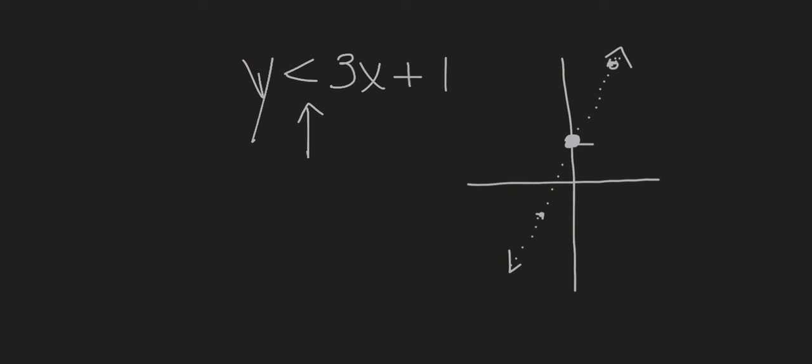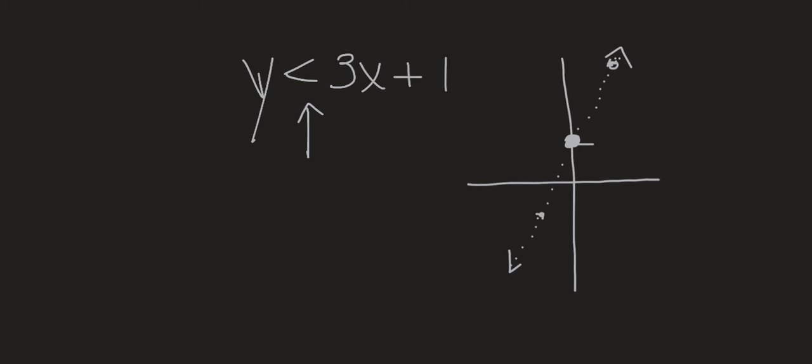All right. Now, in yesterday's video, Miss Sagala talked about how you needed to substitute 0, 0 in here, and then you were going to shade. If it was true, you were going to shade the side with 0, 0. If it was false, you were going to shade the opposite side. In reality, what we want to do, again, is look at the inequality symbol.